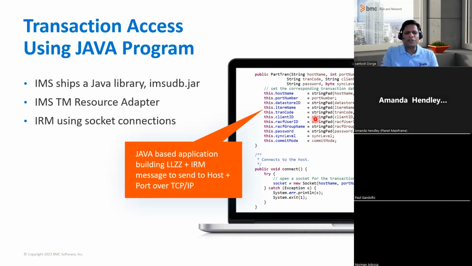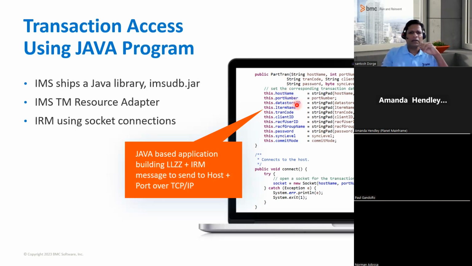So this picture shows the sample code for the transaction access using a Java program. The Java program can be part of an application outside the mainframe. It can be anything. It can be programmed in the cloud, it can be a program that provides microservices, or it can be programmed in cloud applications.